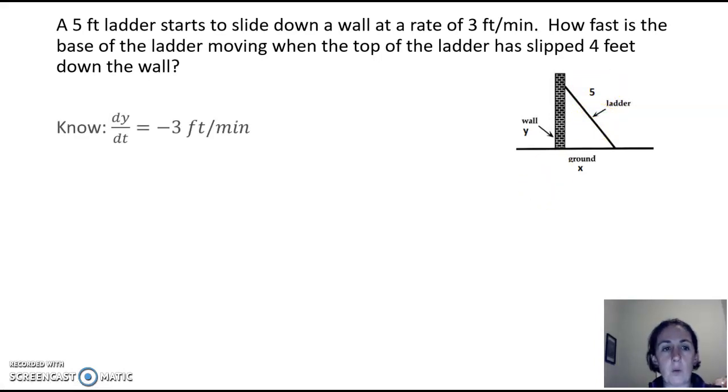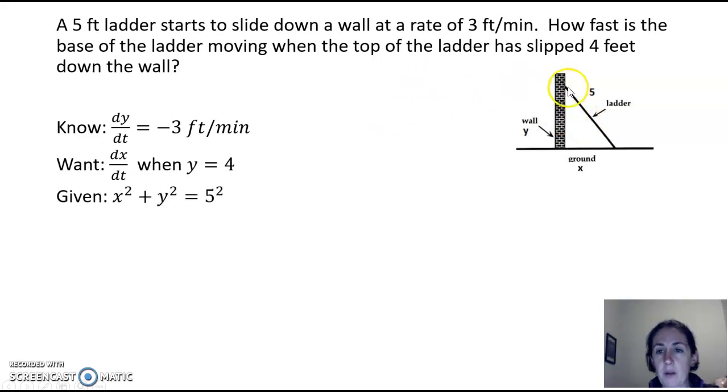All right, so what do we want? Well, what do we know? We know dy/dt, the rate at which it's going down. Now, because it's going down, we make it negative. dy/dt is negative 3 feet per minute. We want dx/dt, the rate at which this is moving away from the wall here. And we want that when y is 4, when we are 4 feet from the top of the ground.